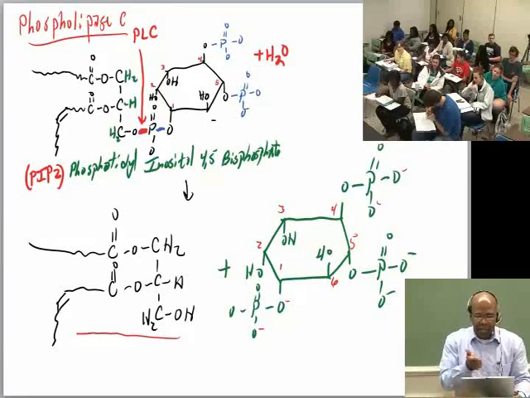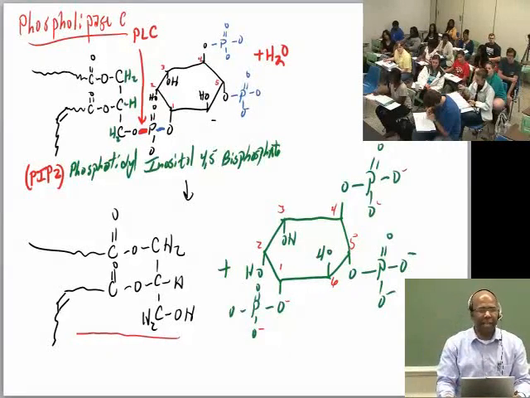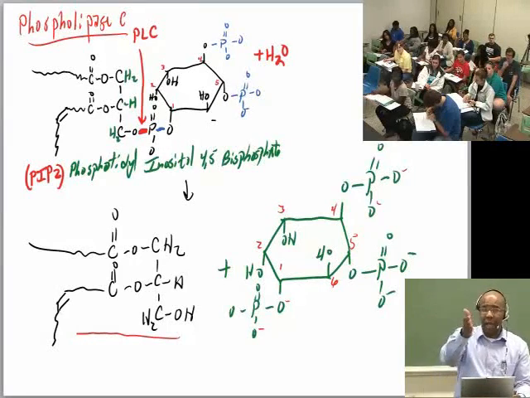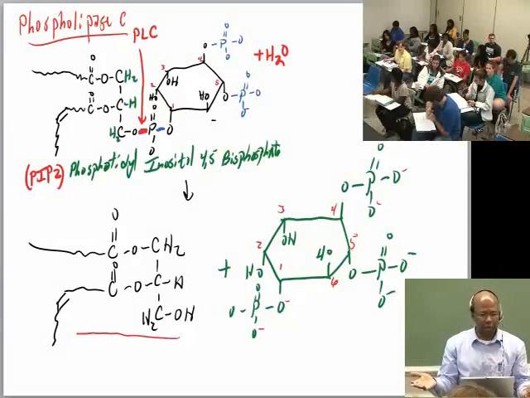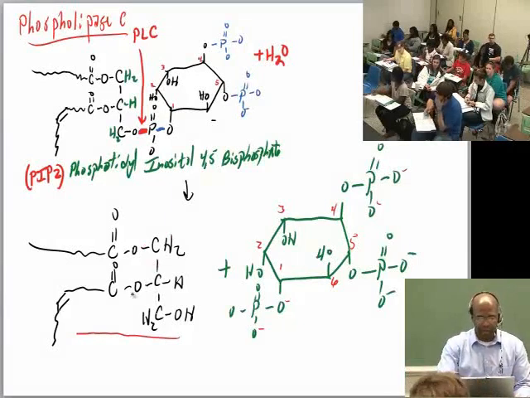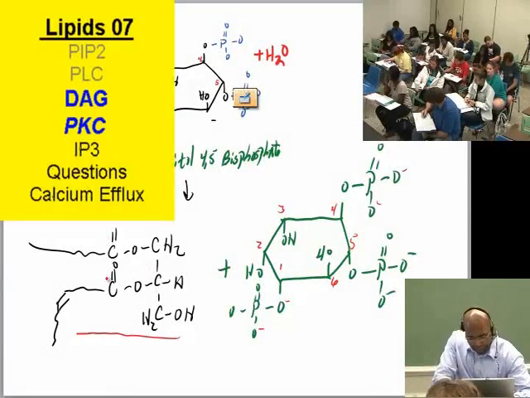What if I had another fatty acid attached to this glycerol? You would have three fatty acids attached to glycerol. What is that called? A triglyceride, or what's another name for a triglyceride? A triacylglycerol. However, this one only has two, so it won't be a triacylglycerol. It would be a diacylglycerol.